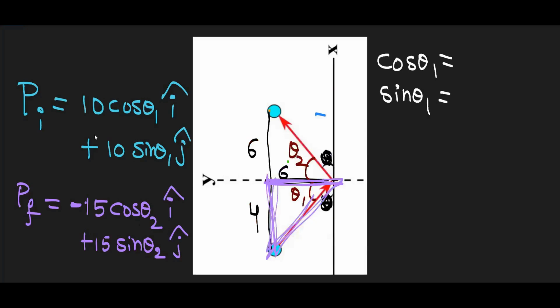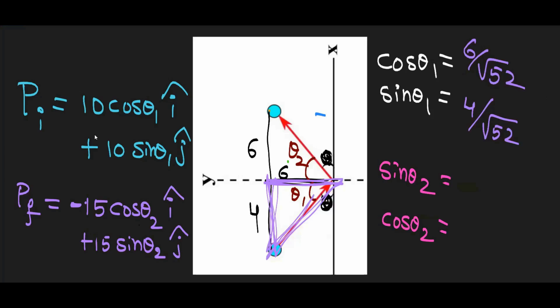Theta 1. Can you tell, Arpita, what is sin theta 1? 4 by root 52. Very good. Cos theta, sorry, sin theta, right? How much will it be, ma? Pragna, how much will be sin theta 2 and cos theta 2, ma? 6 by 6 root 2, which means 1 by root 2. That means what will you get?